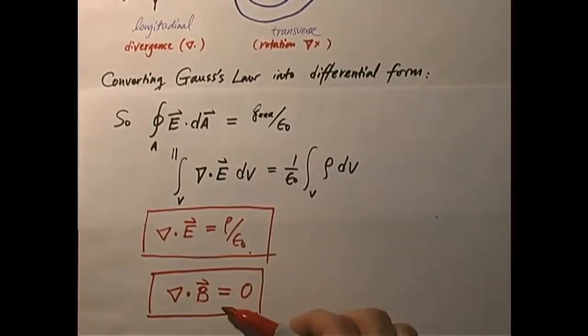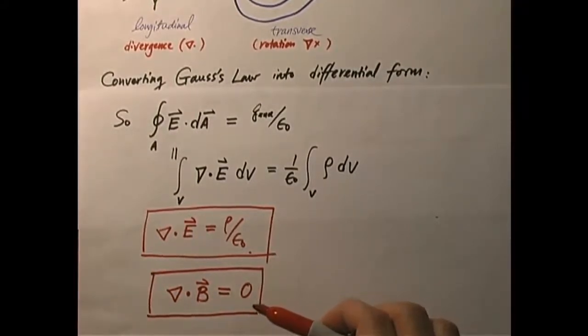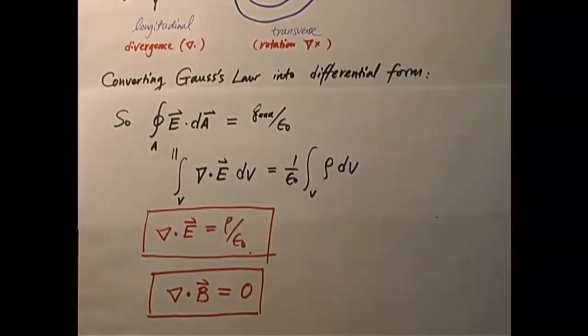And the second equation tells us that the magnetic field cannot have any longitudinal component. In other words, it's a purely transverse field, because there is no magnetic monopole. So these two equations take care of the longitudinal components of the E field and B field.